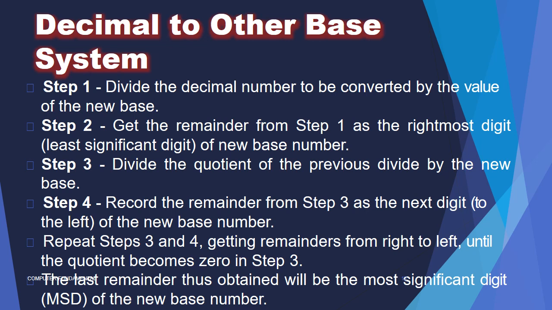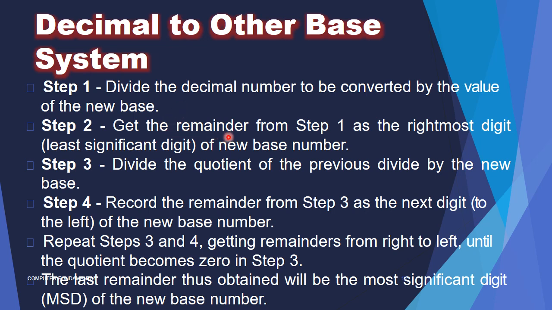Now first, decimal to other base system. When you follow all these steps stepwise, you will be able to convert any decimal number to the other base system. So what will be the first step? Divide the decimal number to be converted by the value of the new base. That means, what do you mean by this? We'll take an example in the next slide.